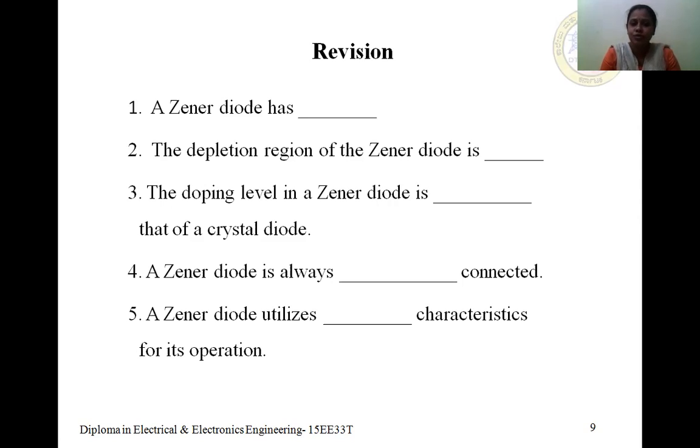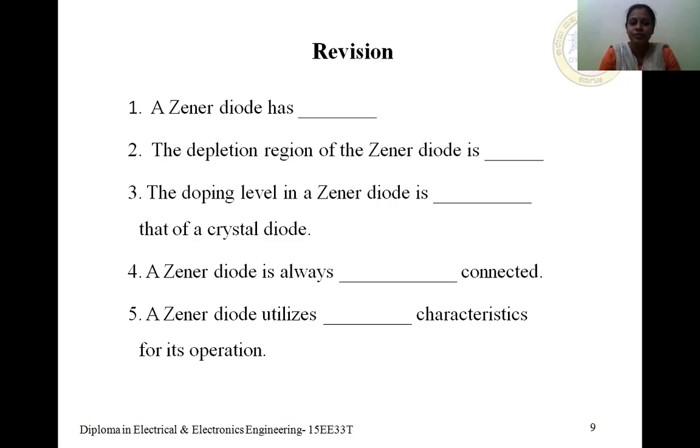Next, coming to the fourth question: a Zener diode is always dash connected. The Zener diode is always connected in the reverse biased condition for proper operation. As I said, it conducts in both directions, in forward bias as well as reverse biased condition. Normally, we use it in the reverse biased condition for its operation. The answer for the fourth question is reverse biased.